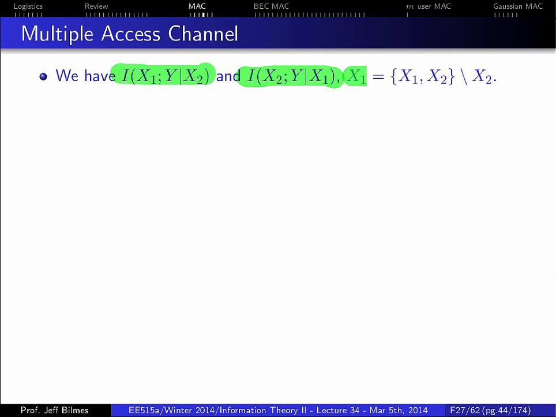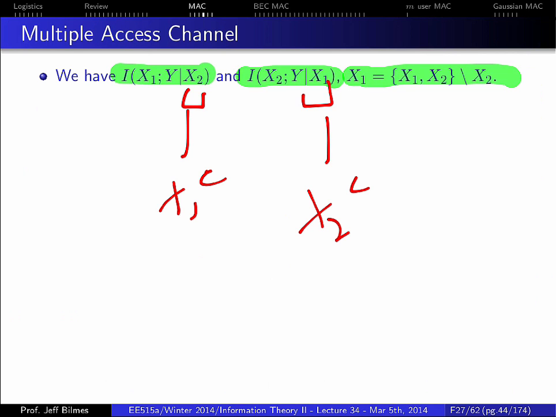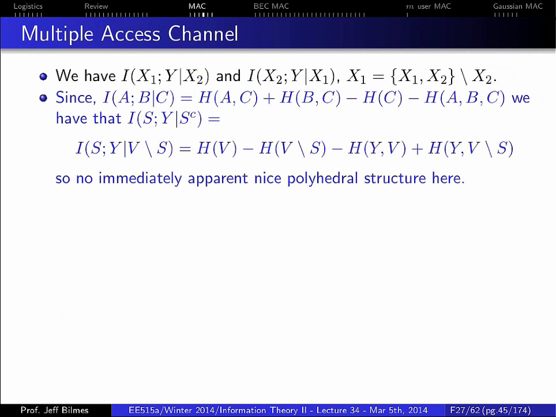We can sort of think of x1 as x1, x2 minus x2, right? So what ends up sitting here is, in some sense, like the complement of x2. This is x1 complement. This is x2 complement. So let's generalize that for a minute, and just talk about indexes of sets of random variables and look at the mutual information.